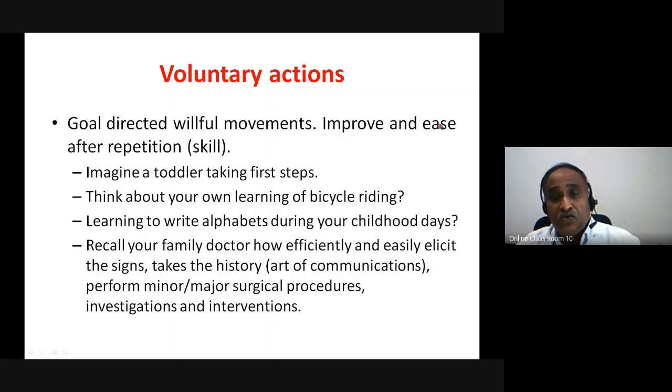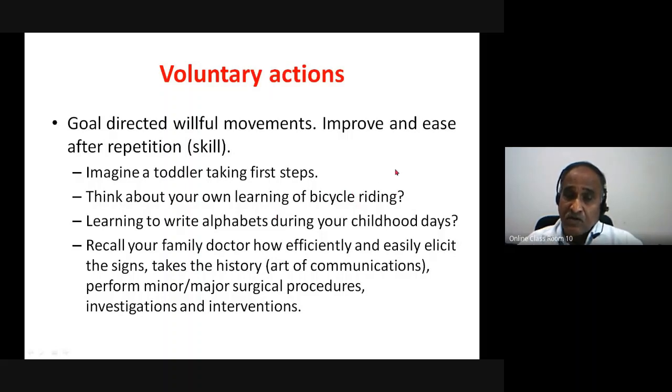And again, you will be doing that particular task with ease, without spending much energy. You just imagine a toddler, the infant, trying to take the first steps. You can just see how difficult it was for the infant. Think about your own learning of bicycle riding. So how you learned bicycling.